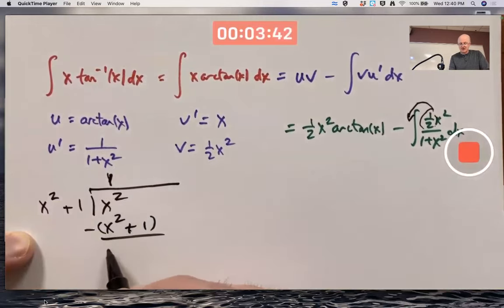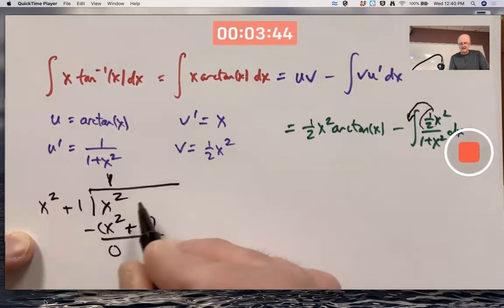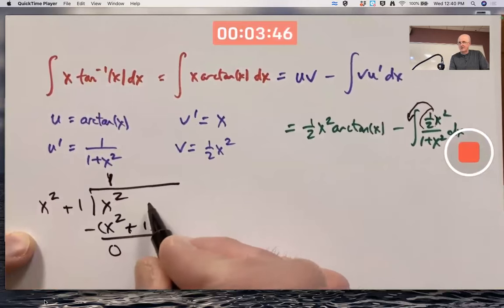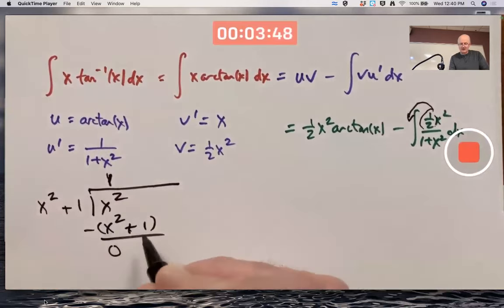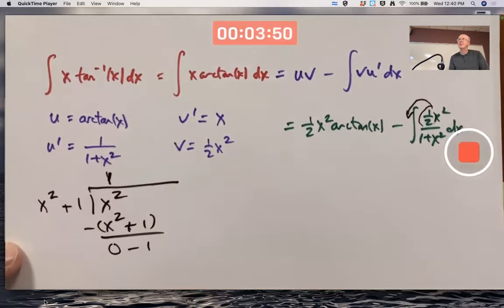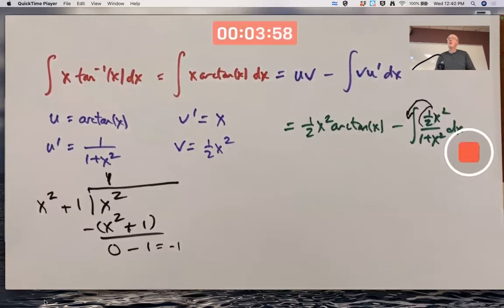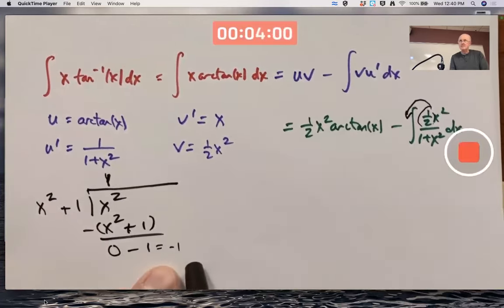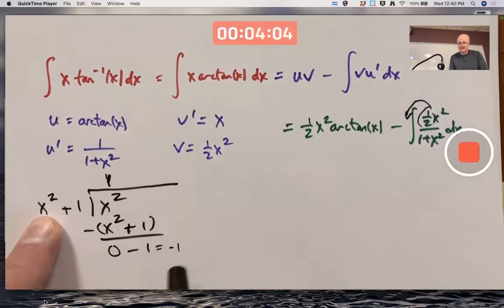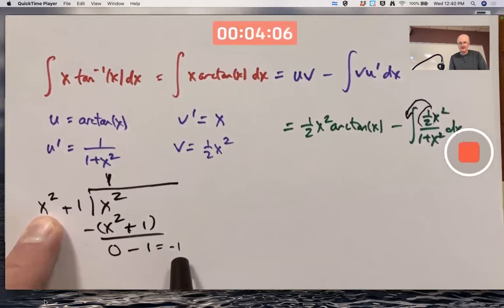x squared minus x squared is 0. 0, you don't see a 0 there, but it's implicit. 0 minus 1 is -1. 0 minus -1 here, this is a -1. Once you get something of a lower power than this, which this is a constant, definitely a lower power than this, you can stop.